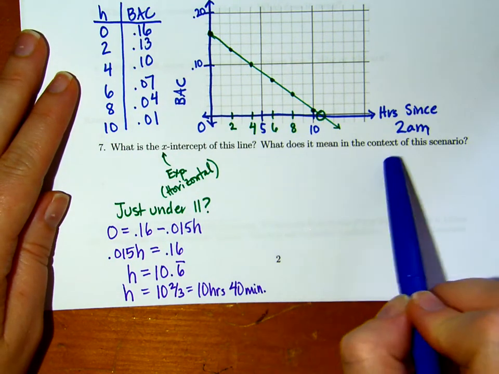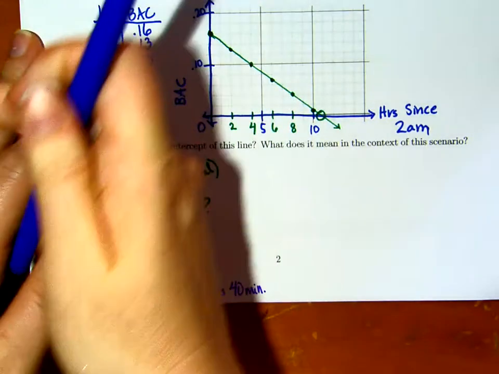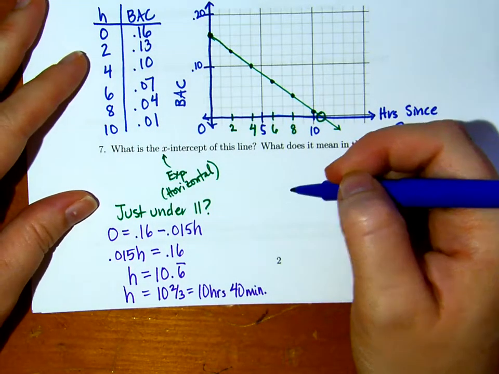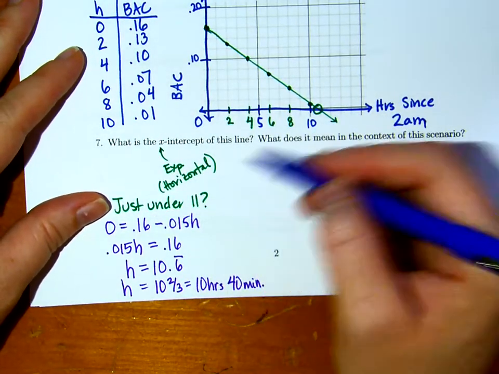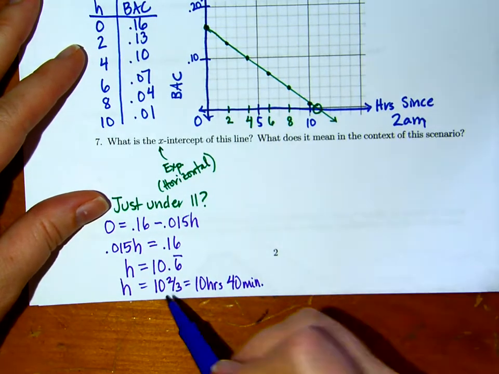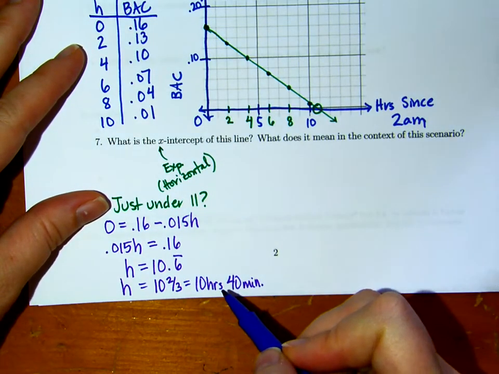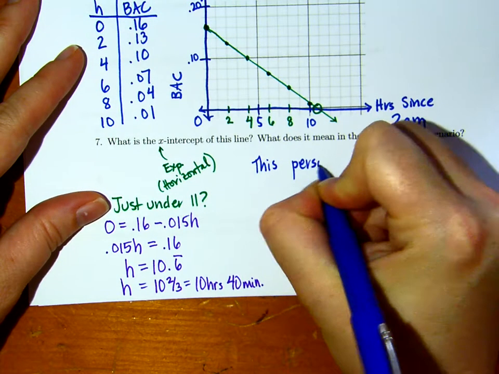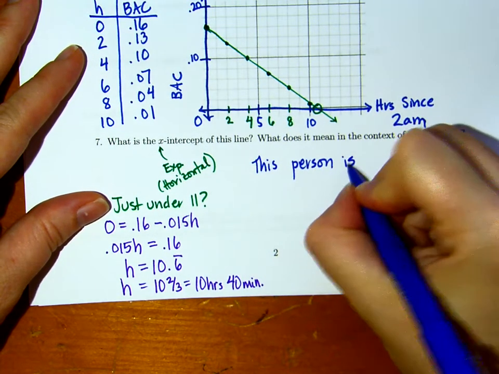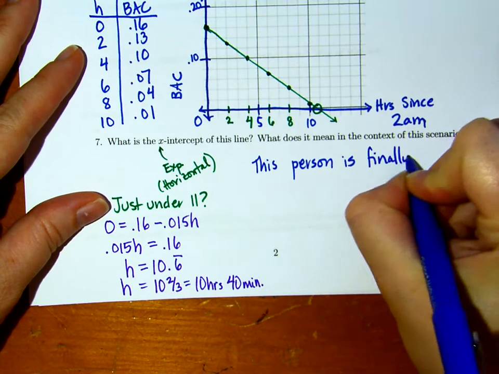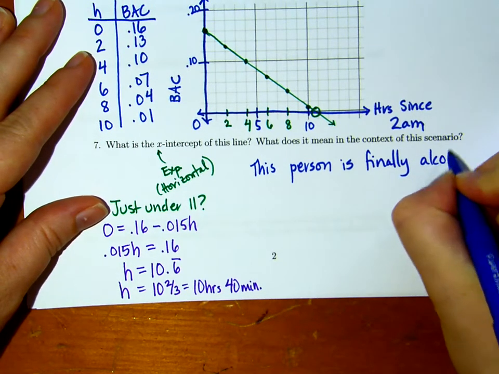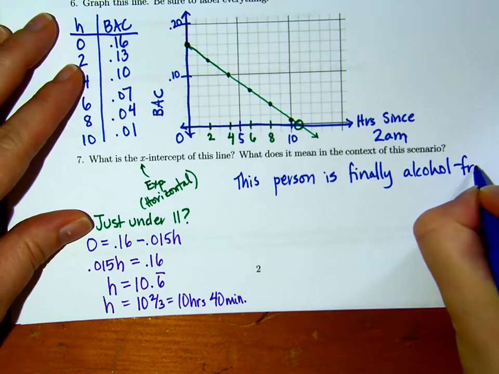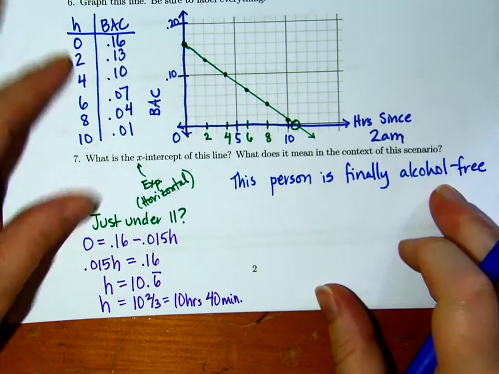What does it mean in the context of this scenario? Okay, this person, so instead of saying just under 11 hours later, I'm actually going to go ahead and find the time of this. So this person is finally alcohol-free. No alcohol in their blood system.